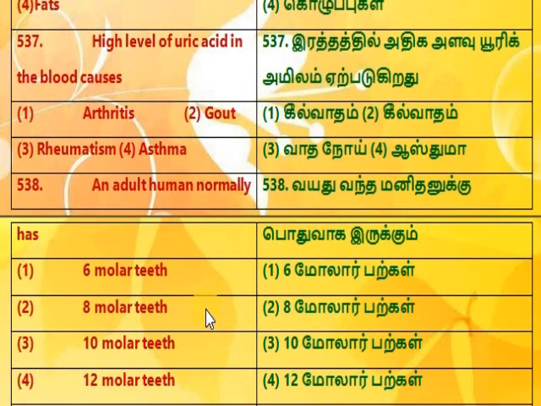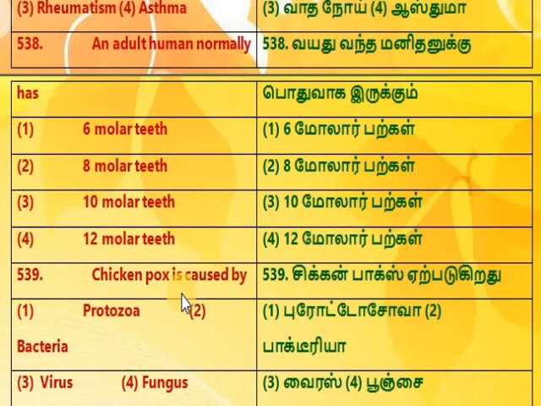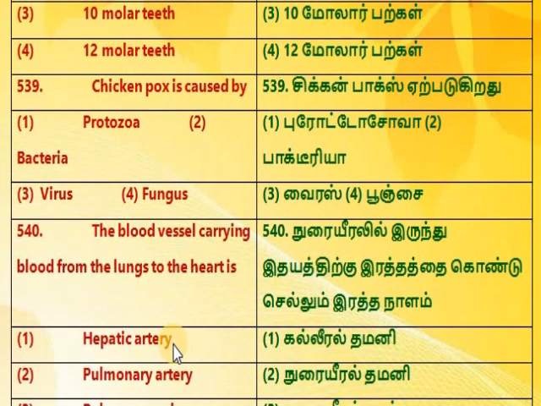537. High level of uric acid in the blood causes 1. Arthritis. 2. Gout. 3. Rheumatism. 4. Asthma. 538. An adult human normally has 1. 6 molar teeth. 2. 8 molar teeth. 3. 10 molar teeth. 4. 12 molar teeth. 539. Chicken pox is caused by 1. Protozoa. 2. Bacteria. 3. Virus. 4. Fungus.